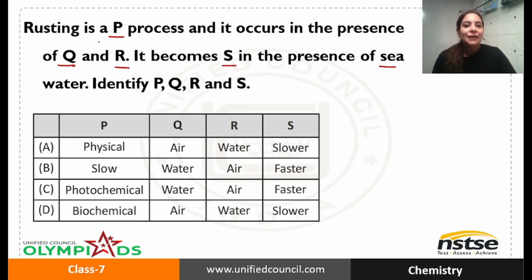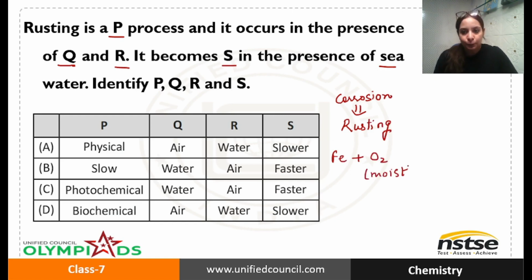Now let's talk about rusting first. You know that eating away of metal article is called corrosion. I'll write here: eating away of metal article is called corrosion. So particularly corrosion in case of iron is referred to as rusting. Now what is rusting? When iron comes in contact with moist air for prolonged time, it develops a reddish brown layer on its surface, which is actually Fe2O3.XH2O, and we call it rust. So rust is chemically Fe2O3.XH2O.